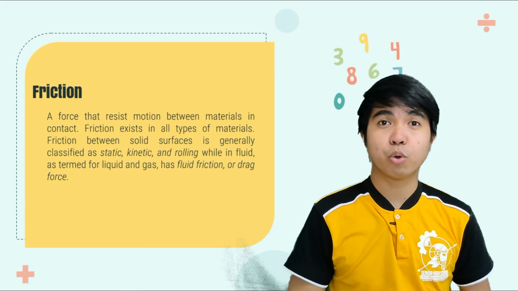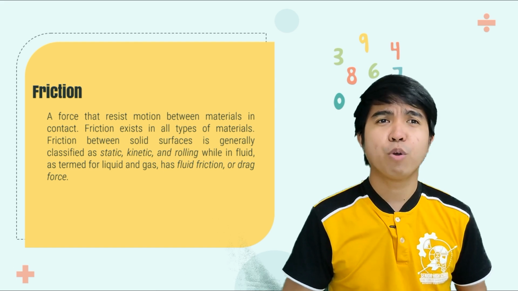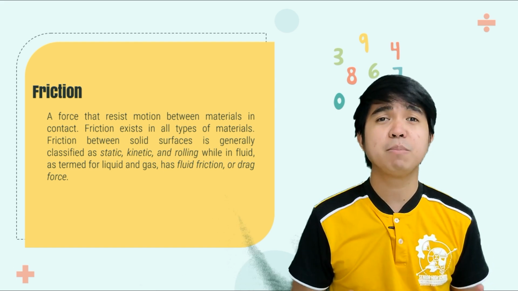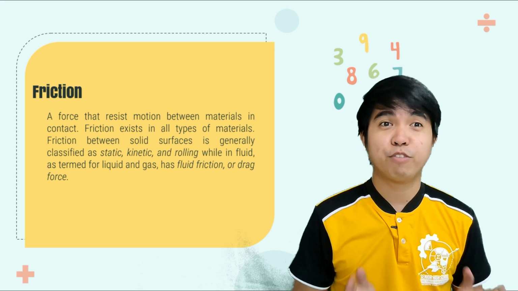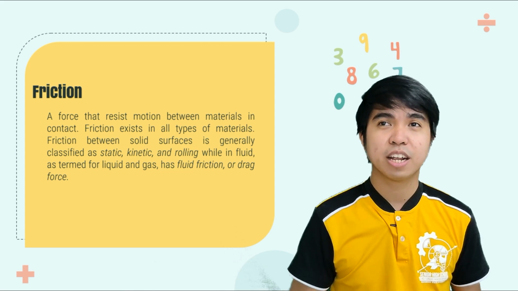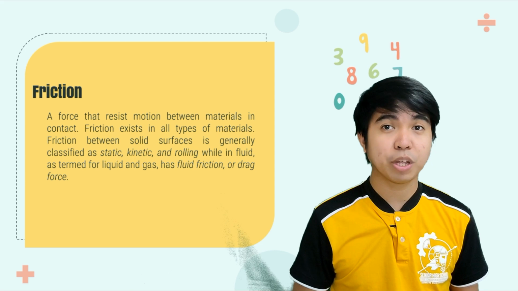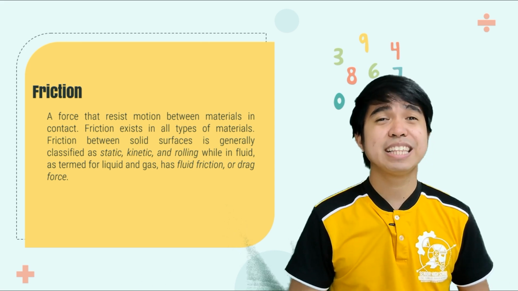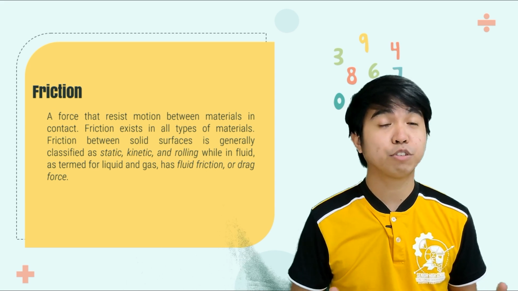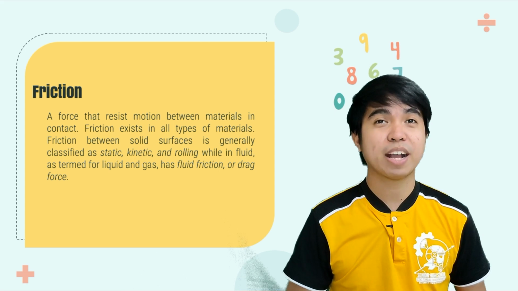Friction refers to a force that opposes motion between materials in contact. When a force is applied to a body resting on a rough plane so that the body moves or tends to move, a frictional force acts on the body in opposition to the applied force. Friction exists in all types of materials. Friction between solid surfaces is generally classified as static, kinetic, and rolling, while in fluids, termed for liquid and gas, it is called fluid friction or drag force.